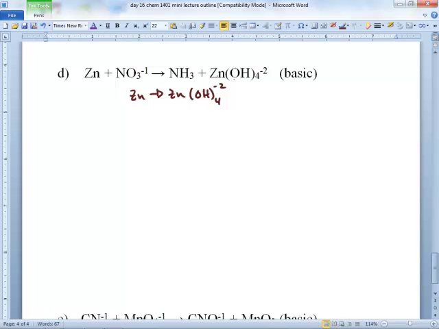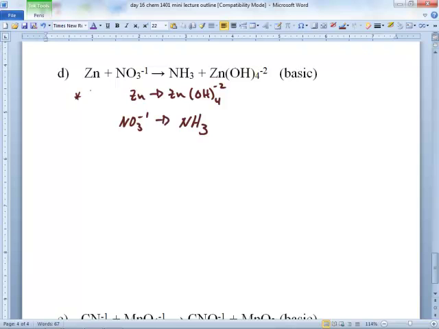How about the other half reaction? Christina, what would that be? NO3 minus 1 going to NH3. So breaking up into its half reactions isn't so bad, I don't think. Okay, Desiree, what do you want? What do we do next? So we are right here. For each half reaction, we're going to balance them. Balance everything but O and H. So are we okay for this one? Balance everything but O and H. Yeah, because there's one zinc on both sides.